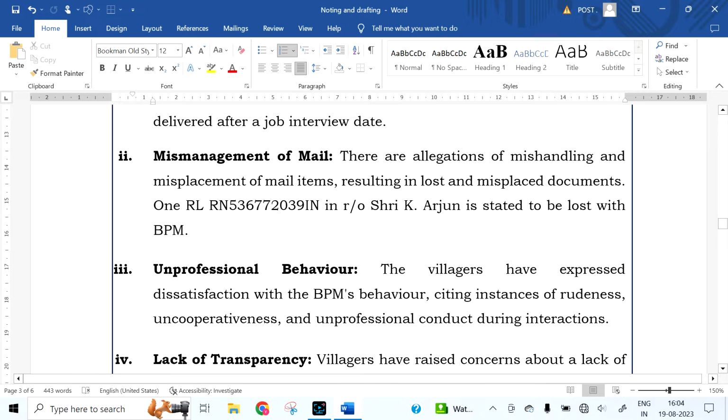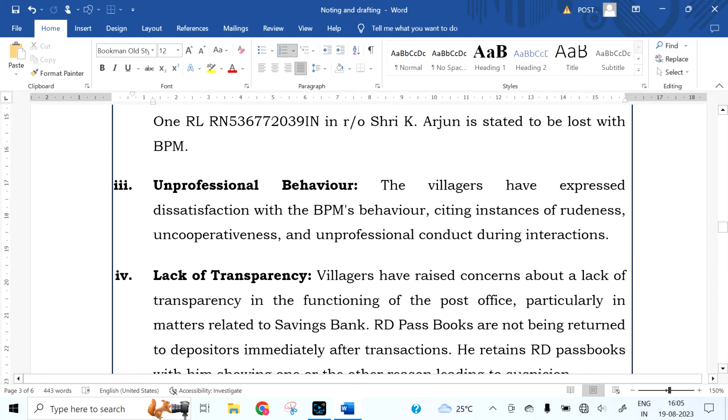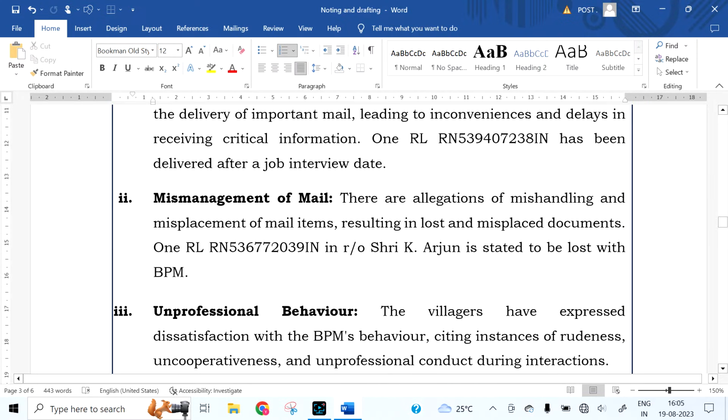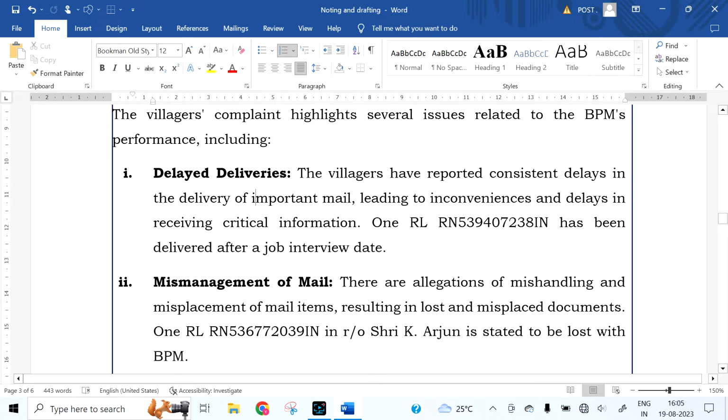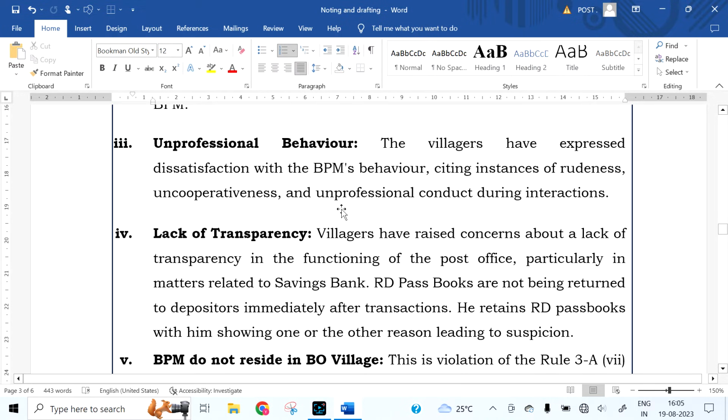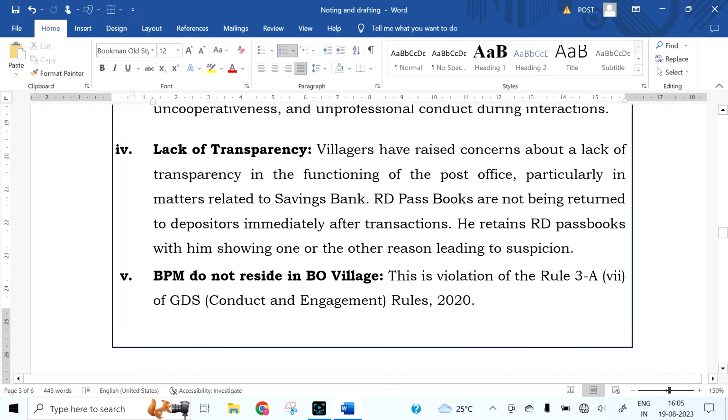One RL in respect of so and so K Arjun is stated to be lost with the BPM. So BPM has also lost one article in his custody. That is also there. Unprofessional behavior: the villagers have expressed dissatisfaction with the BPM's behavior, citing instances of rudeness, uncooperativeness, and unprofessional conduct during interactions. So his behavior is also not good. These are the things we have to add, because there is no letter given to you. We have to cook these things and put them in a comprehensive manner.